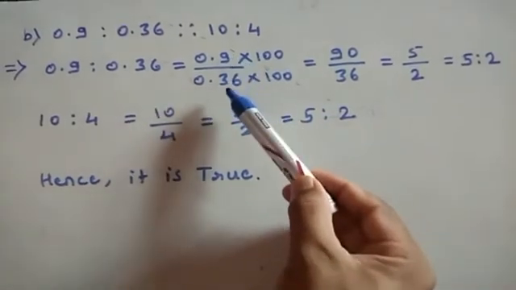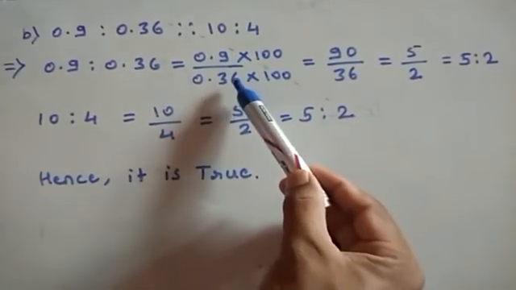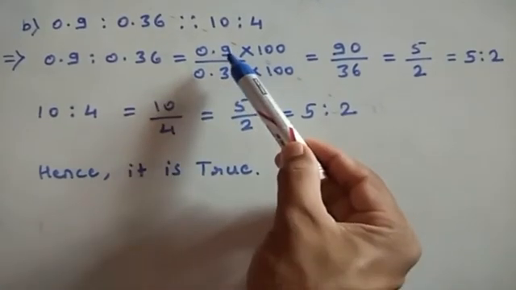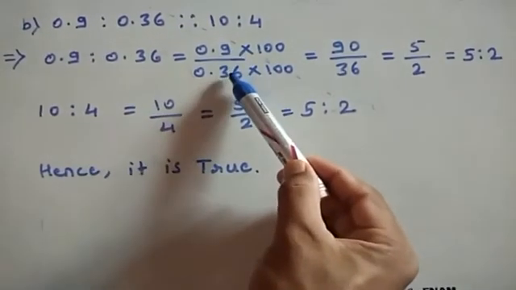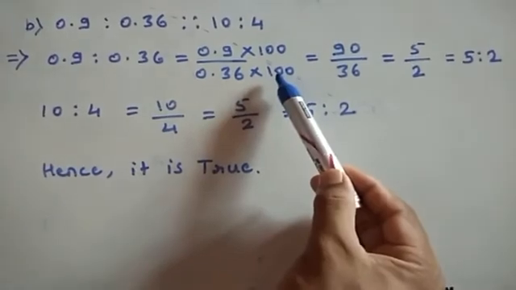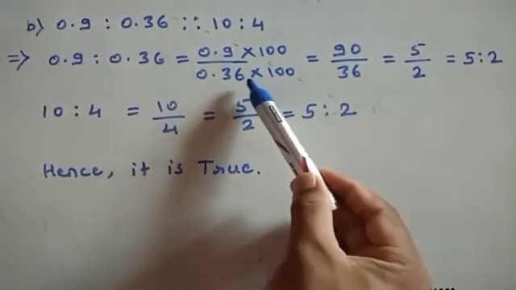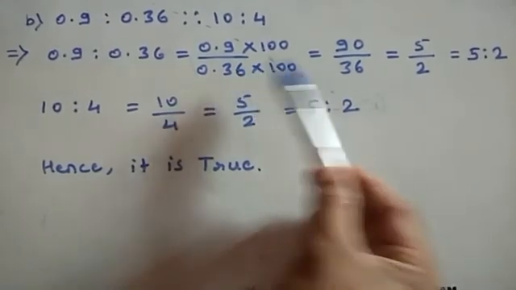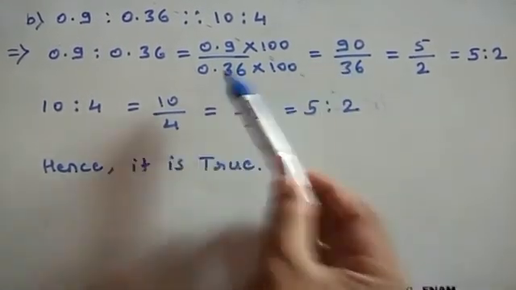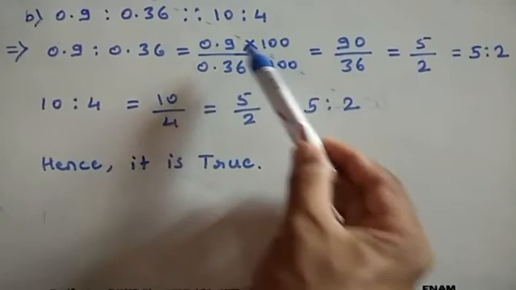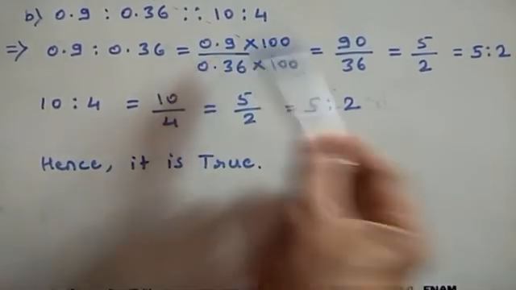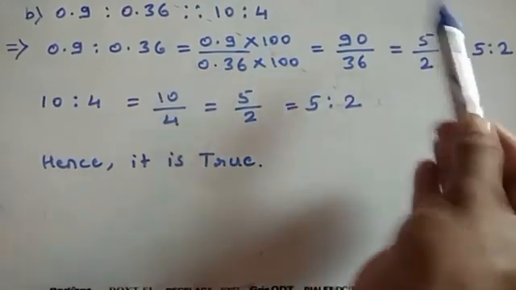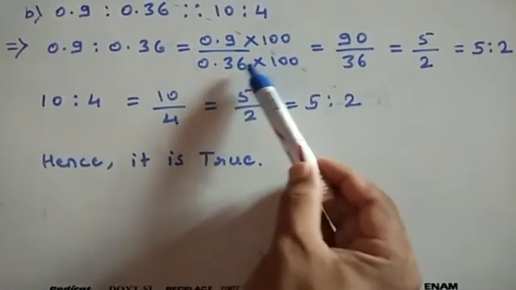Here the maximum number of digits in the decimal part is 2. So we are going to multiply both these numbers by 100. When we multiply both numerator and denominator by 100, we get its equivalent fraction. Equivalent fraction means their value will remain the same, only the decimal point will not be there. Therefore 0.9 into 100 will become 90, as after 2 digits the decimal point gets shifted towards the right. And here also the same, it will become 36.